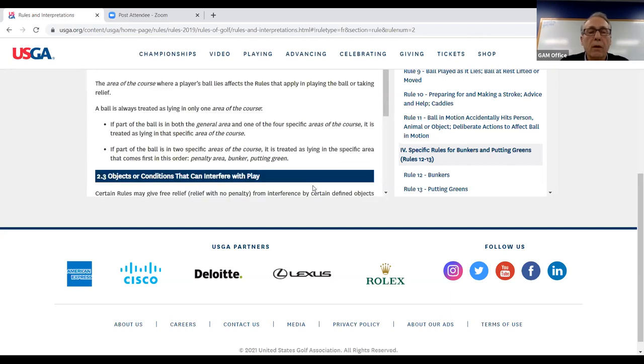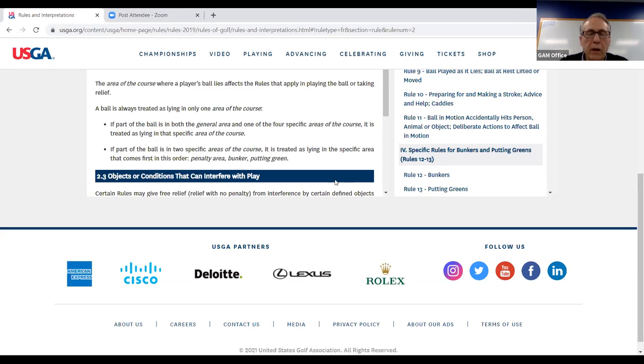And I want to talk about definitions of those areas, including teeing area. So in the definitions, I want to talk about teeing area first. The teeing area is that specific part of the course that is defined by where the tee markers are placed. Teeing area is the definition. So it's where the player starts this hole from.